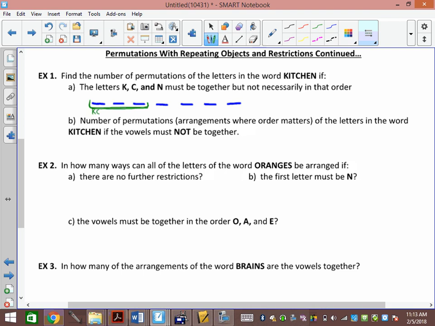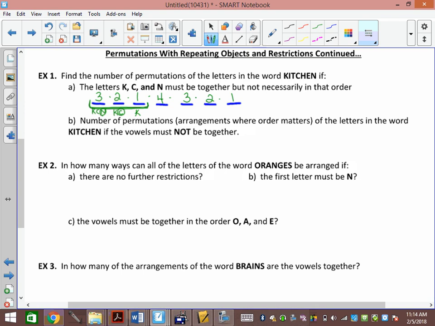So I could have K, C, or N here, which is how many options? 3. But because it's a word, we don't repeat. So I'm going to keep an N. Then I have a K or a C here, 2. Keep the C here. Then I have a K, which is 1. We agree? Does it matter what the last letters are? No, but how many do we have left? 4. So we have 4 left for this blank, then 3, then. And you would be done if it said K, C, N are together at the front.